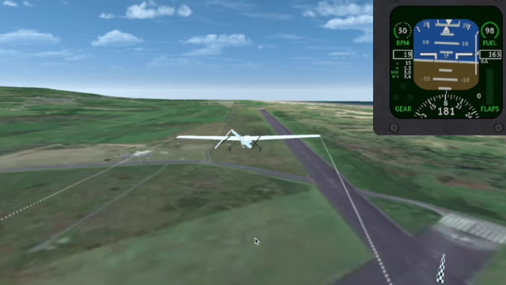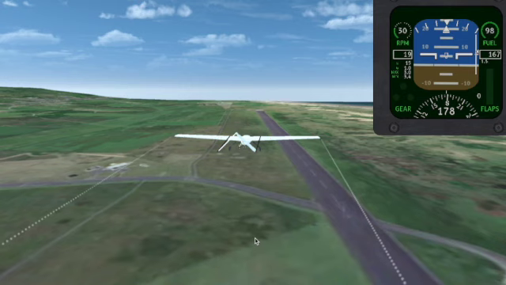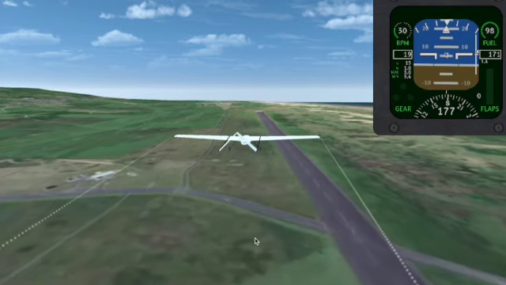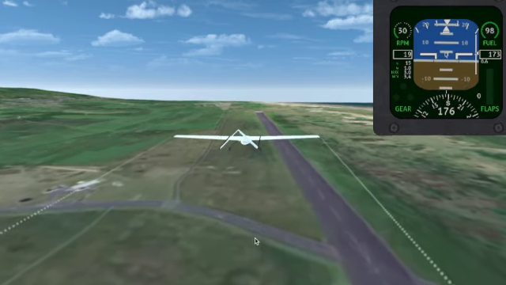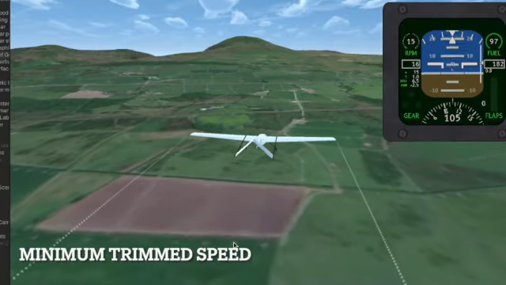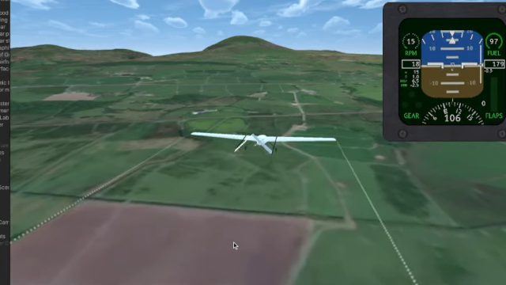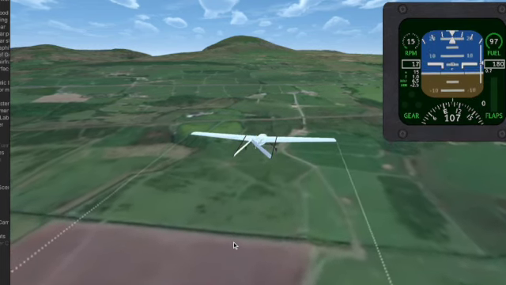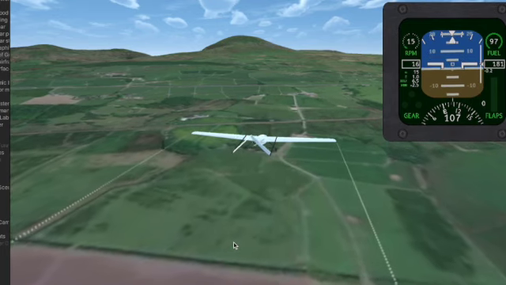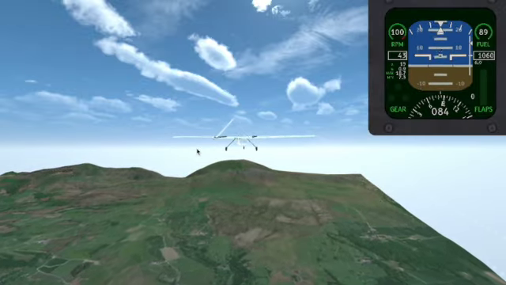The phugoid frequency that was found was 0.267 Hz, with the period being 3.75 seconds. The minimum trim speed was found to be 16 meters per second for 15 RPM. The maximum speed was found to be 44 meters per second for 100 RPM.